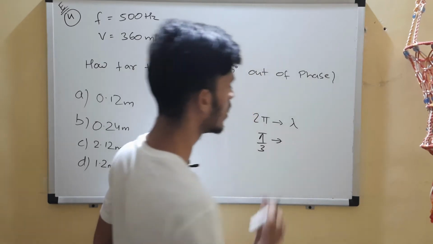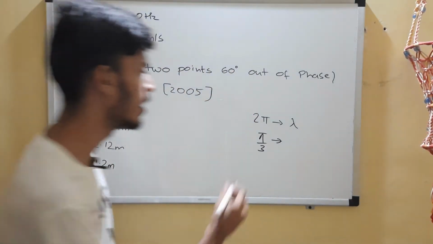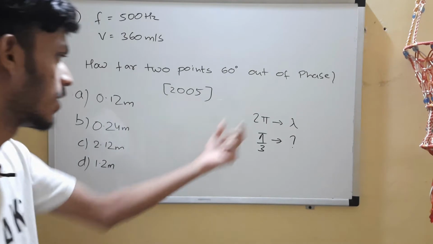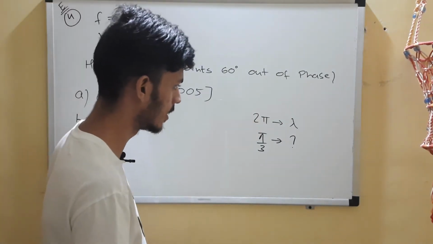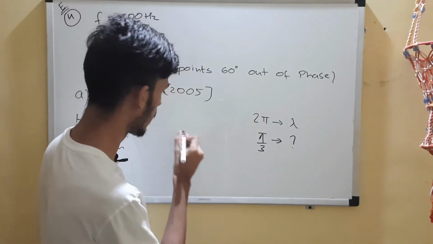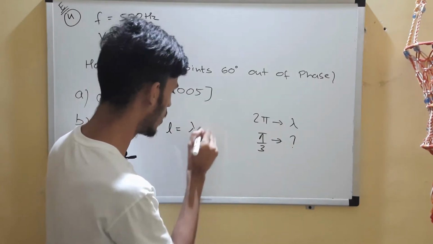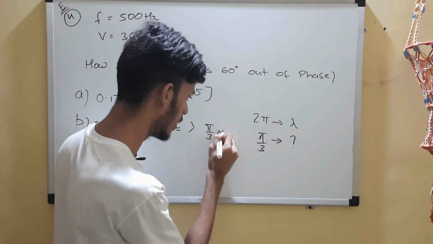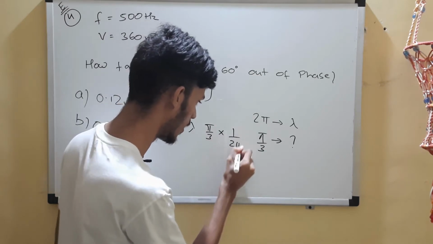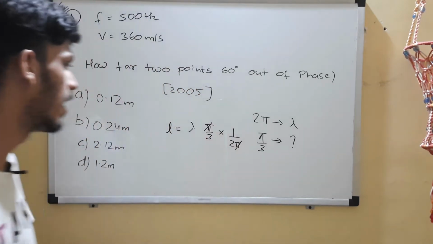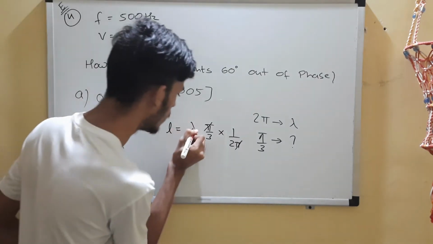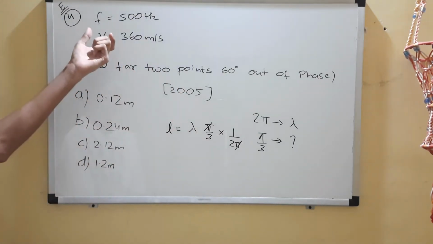Okay, so for this you want to find the length, how far, right? So you can just cross it, linear relation, right? So that length, whatever that length is, will be lambda into pi by 3 divided by 2 pi, right? Pi and pi will get cancelled, and now you are supposed to know the value of this lambda. You can find this lambda using this data.